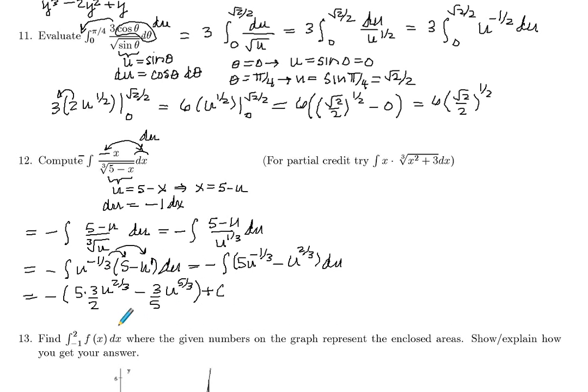And now all our integrating is done. So now we reverse our substitution and go back to x's, take out u and plug back in 5 minus x. And then we've got it. So this is going to be negative out in front. 5 times 3, 15 over 2. So 15 halves. And then instead of u to the 2/3, it's going to be 5 minus x to the 2/3. And then minus 3/5. And then instead of u to the 5/3, it's 5 minus x to the 5/3. Close up our parentheses, plus c.